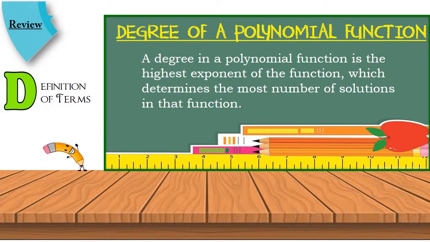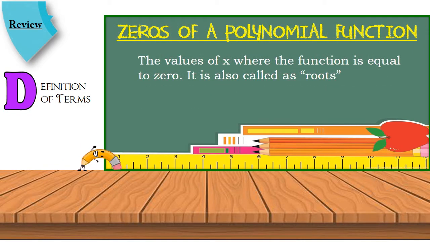A degree in a polynomial function is the highest exponent of the function, which determines the most number of solutions in that particular function. The zeros of a polynomial function are the values of x where the function is equal to 0. It is also called the roots.